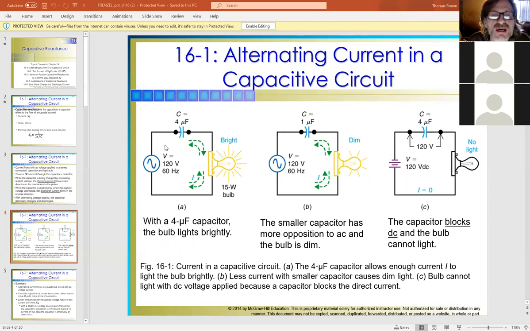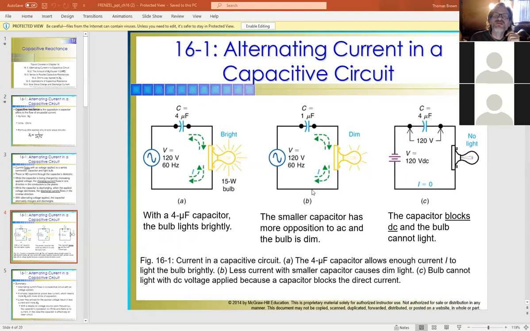So this is a nice little diagram just to show you. It's like, oh, what's going on here? Well, like I was saying, with the AC signal, you actually do have activity occurring, and with DC, nothing whatsoever.